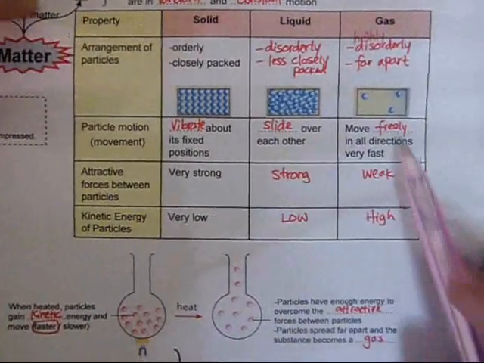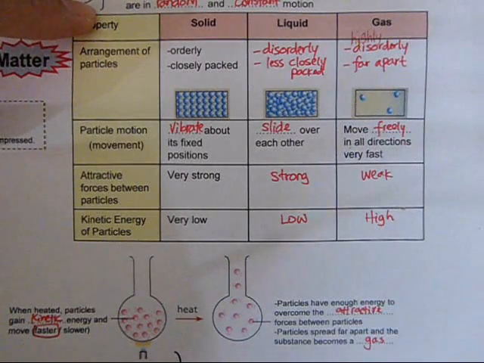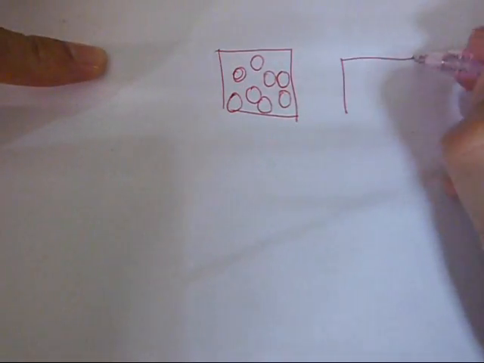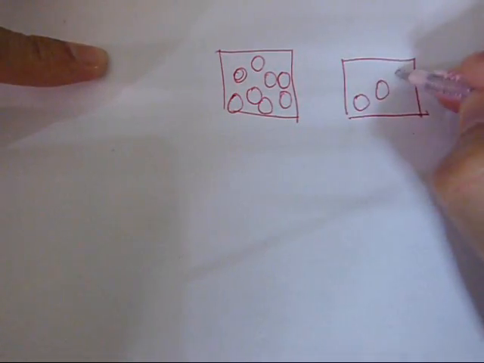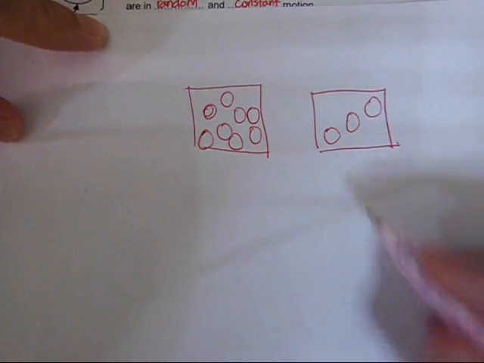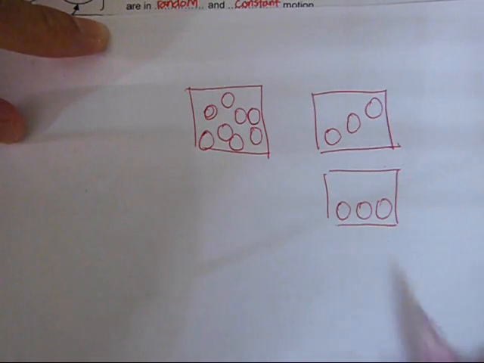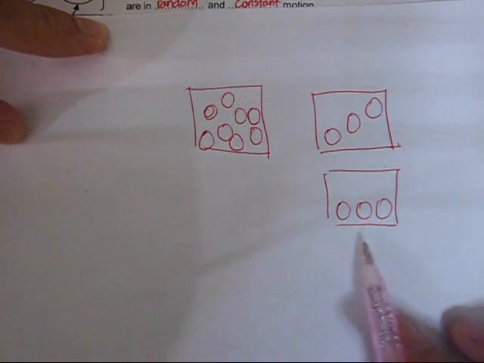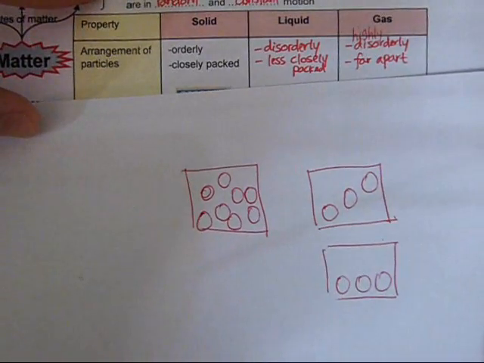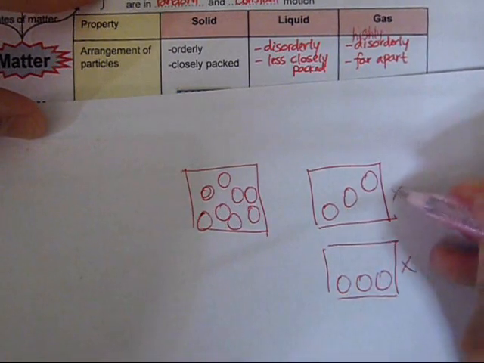And then for gases, it is good to draw only 3 circles, and they should not be in any pattern. So for the gas particles, you should not draw like that, because this one has a pattern. You should not draw like this as well. Although they are far apart, they are actually quite regular or quite orderly. They should be disorderly, no pattern. So these two are wrong.